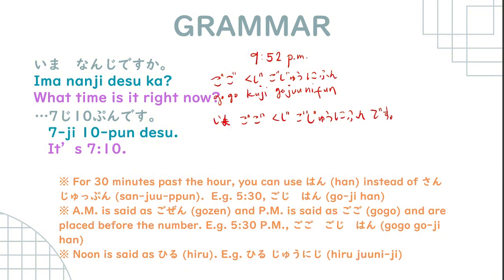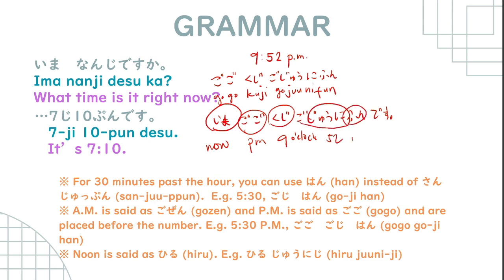Okay, 今 again, 今 means now, 午後 means PM. Okay, 9時 is 9 o'clock, and then 52 is 52, 分 is minutes. Okay, so that is how you can tell the time and how you would ask the time.